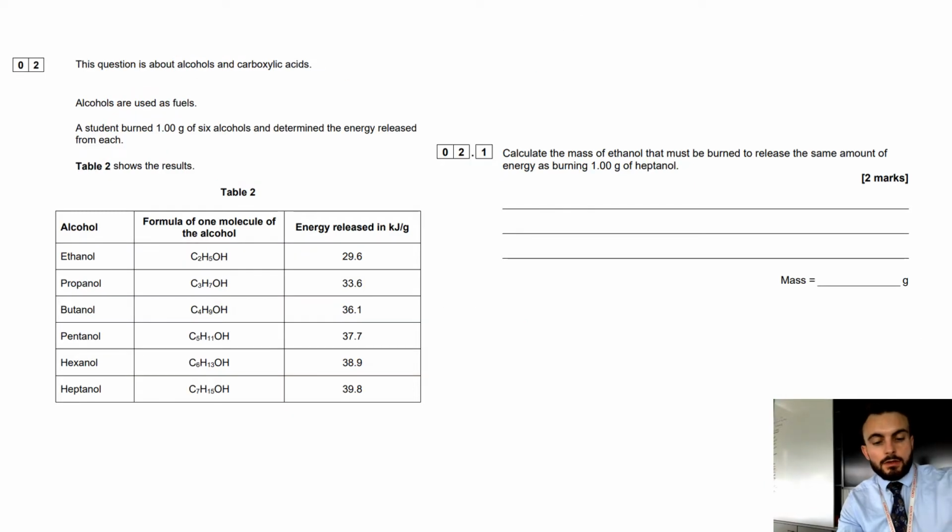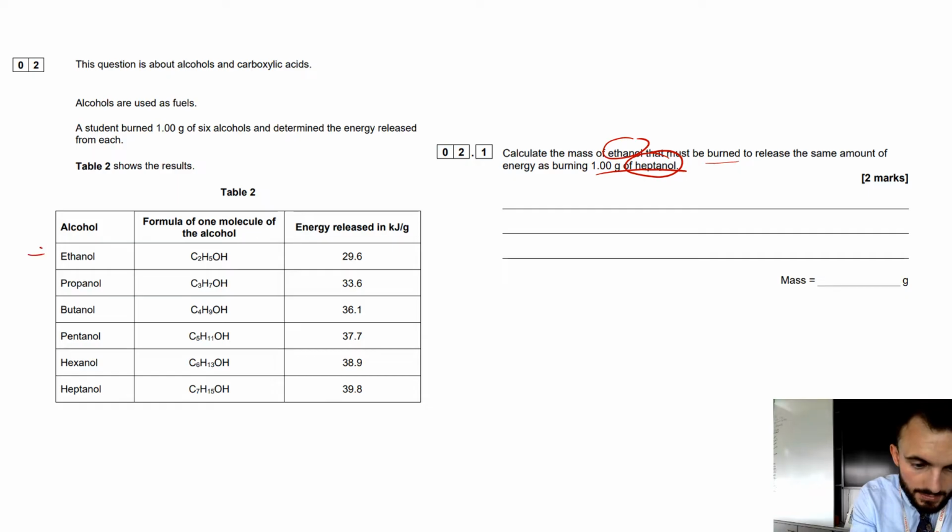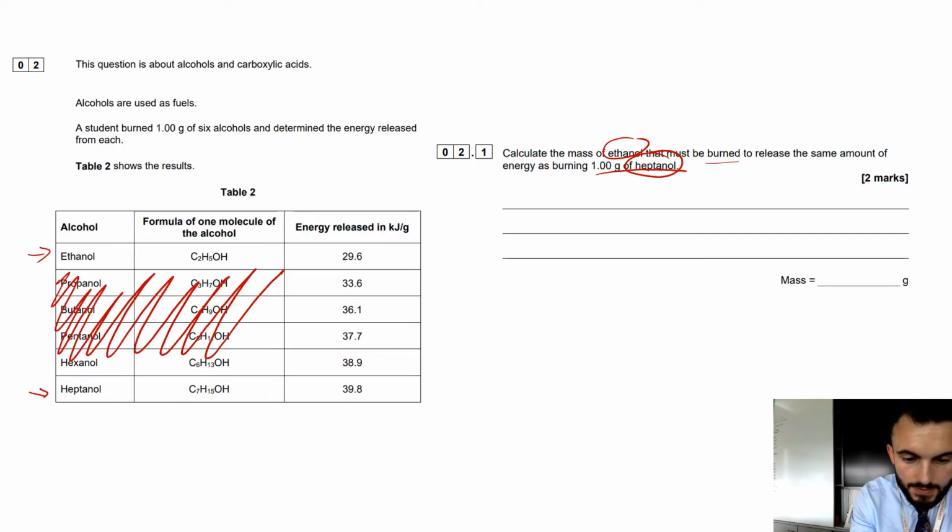This question is about alcohols and carboxylic acids. Alcohols are fuels. A student burned 1 gram of 6 alcohols. Determine the energy released from each, and there's your results. Calculate the mass of ethanol that must be burned to release the same amount of energy as burning 1 gram of heptanol. So we're talking about ethanol and heptanol, these 2. So the others are completely irrelevant in this question.